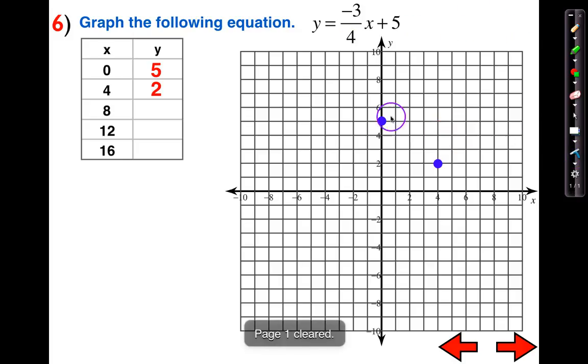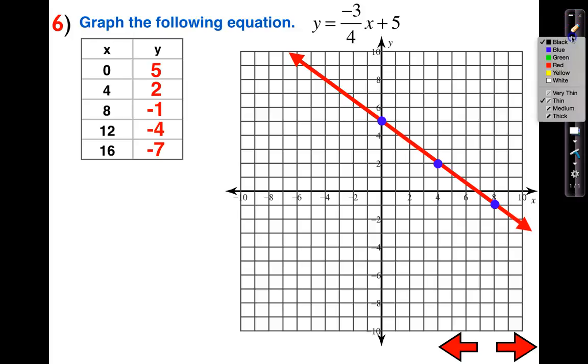So if you continue this pattern, if your input is 8, your output is negative 1. If your input is 12, your output is negative 4. If your input is 16, your output is negative 7. You'll notice by this part right here, 12 falls off of our graph, so we're not able to graph this. So it is 16. So this is going to have to be enough. I'm going to go ahead and draw my line. And again, by extending my line, I'm able to reveal more answers. I can see that this is a solution right here, and that's about it.